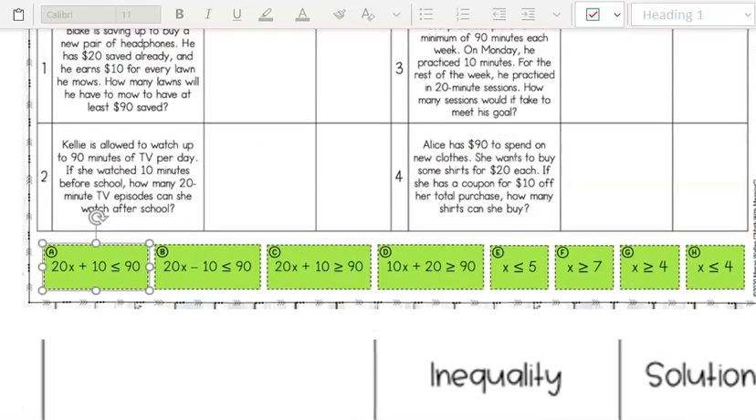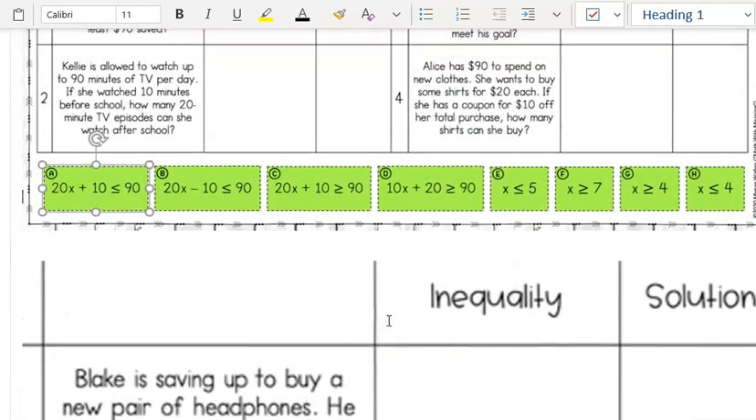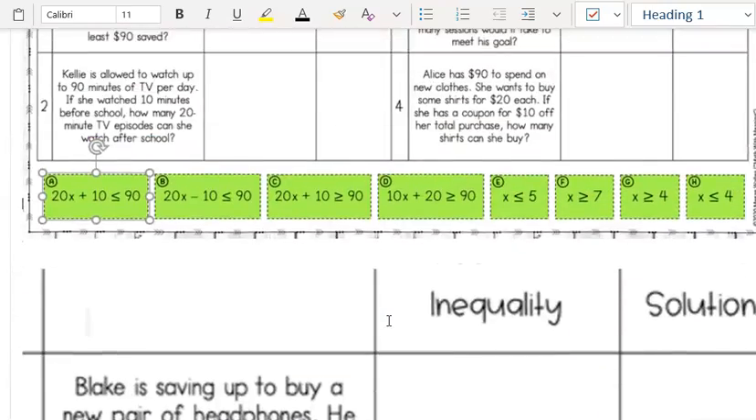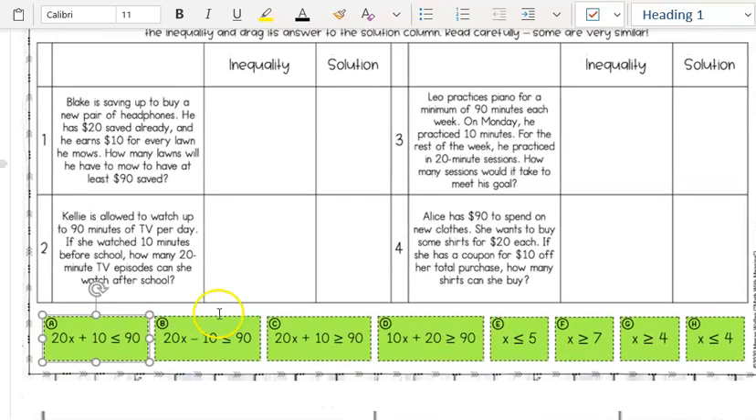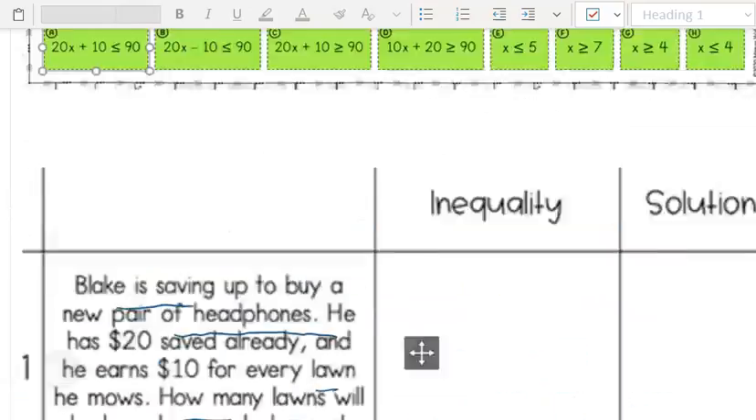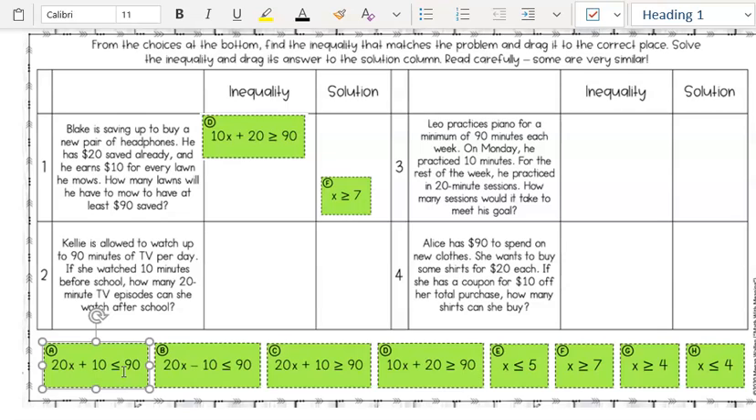So what we're going to do then is take the 10x plus 20 is greater than or equal to 90, and we're going to move it into this inequality spot right here. So there's our inequality that goes with it. 10x plus 20 is greater than or equal to 90. And then we're going to take the x is greater than or equal to 7. Okay, we put that in there and we have x is greater than or equal to 7 as our solution.